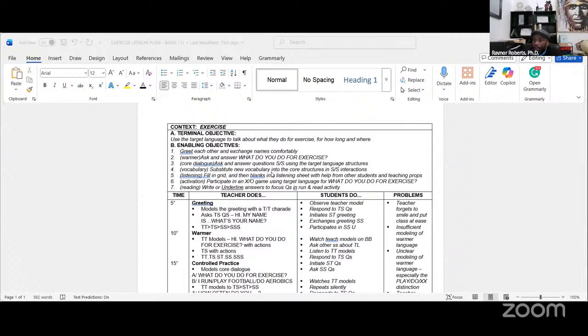Now, this is very important because sometimes you will see some teachers write objectives like this: students will be able to understand what they do for exercise. So this is not correct. Students will be able to understand the main idea of the story.